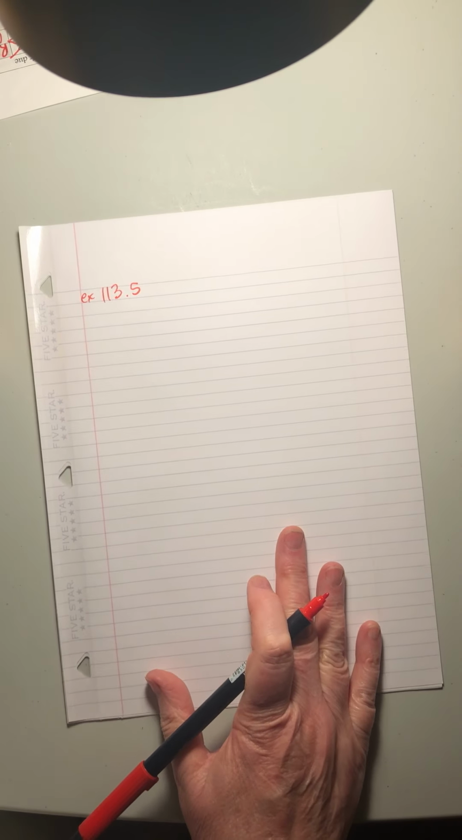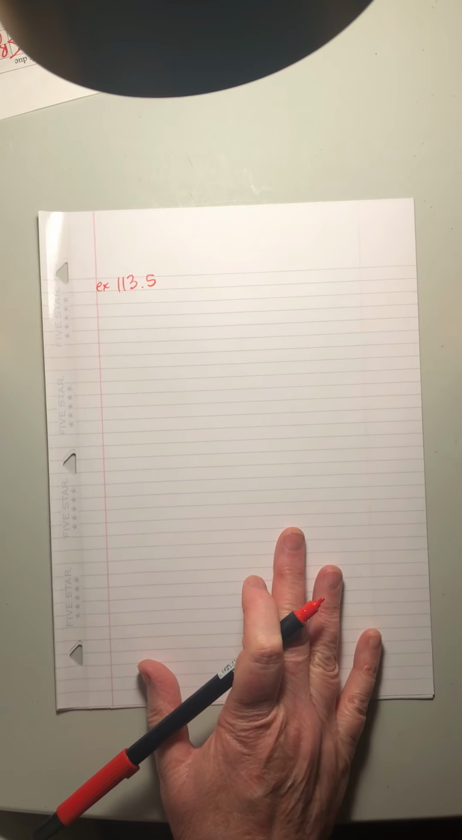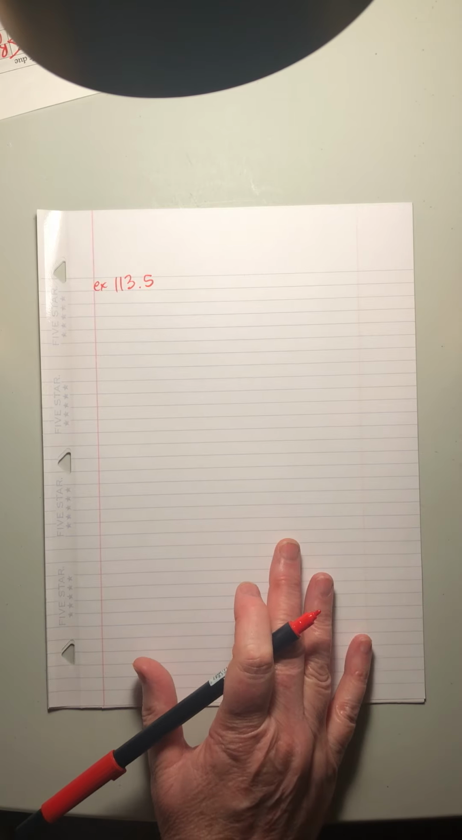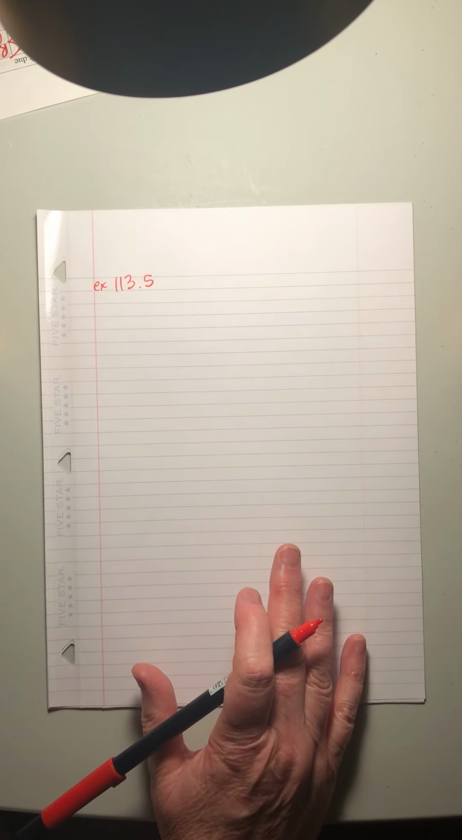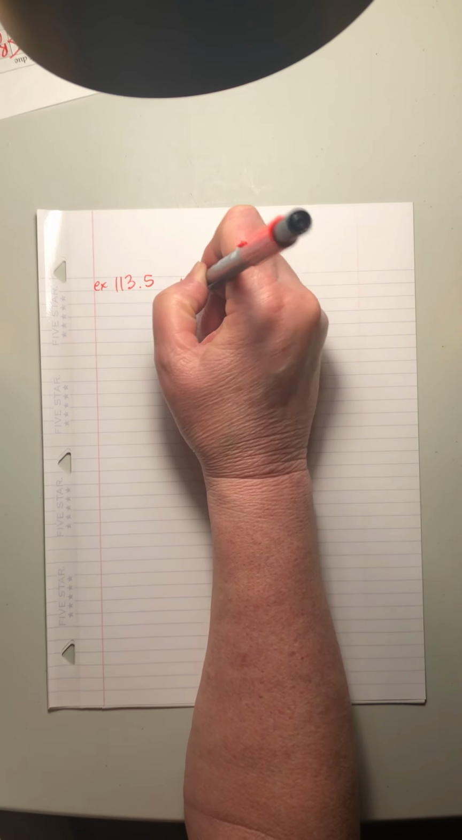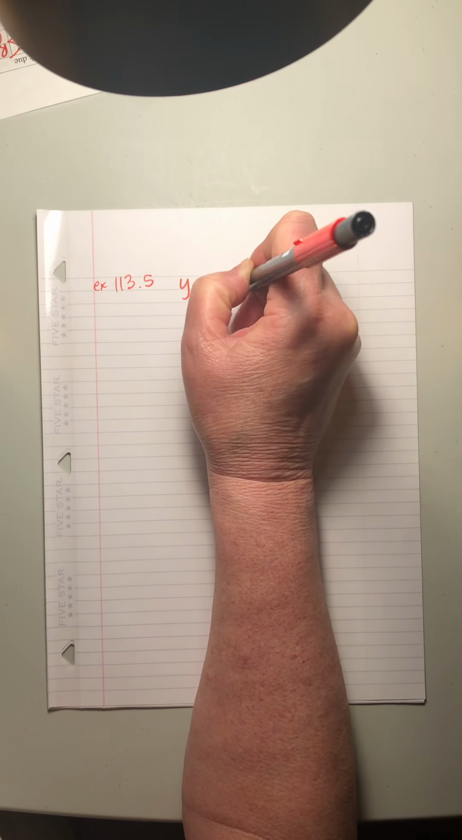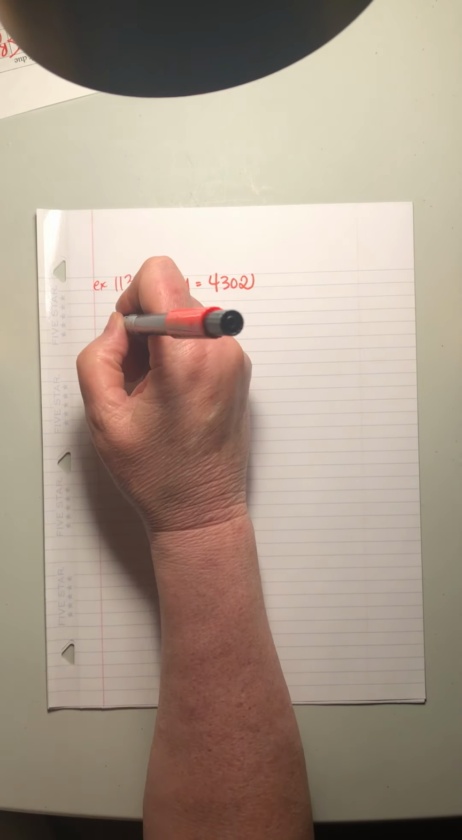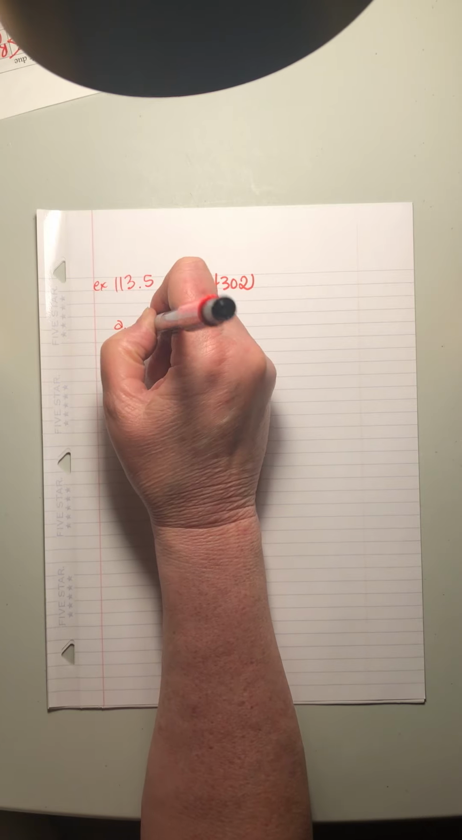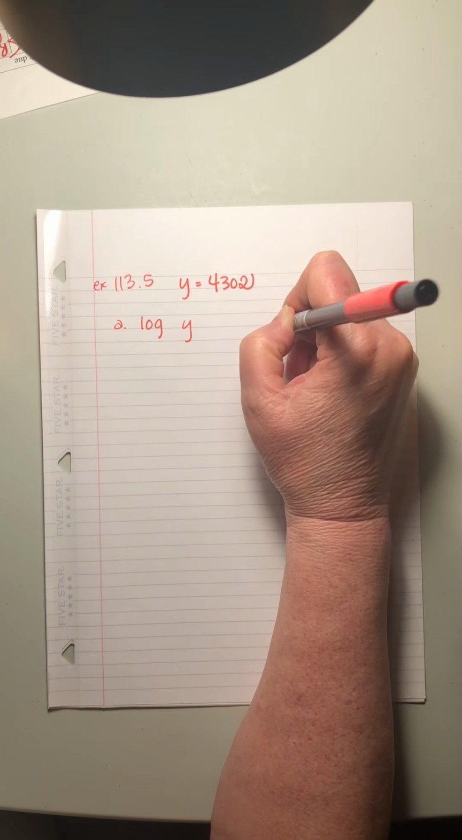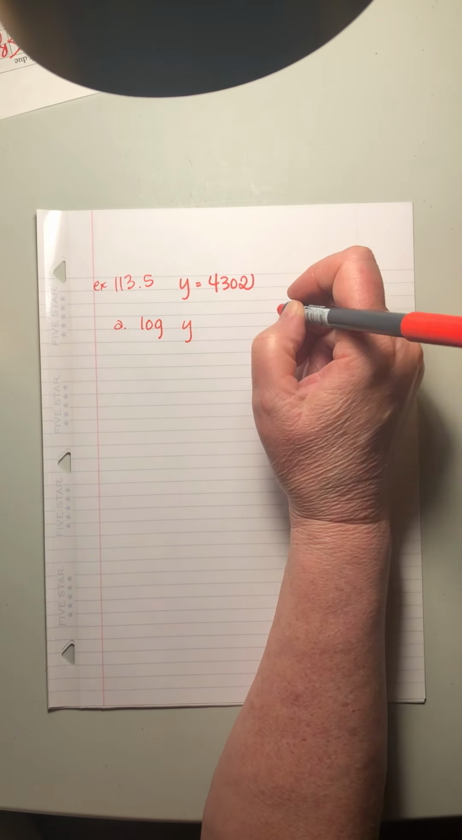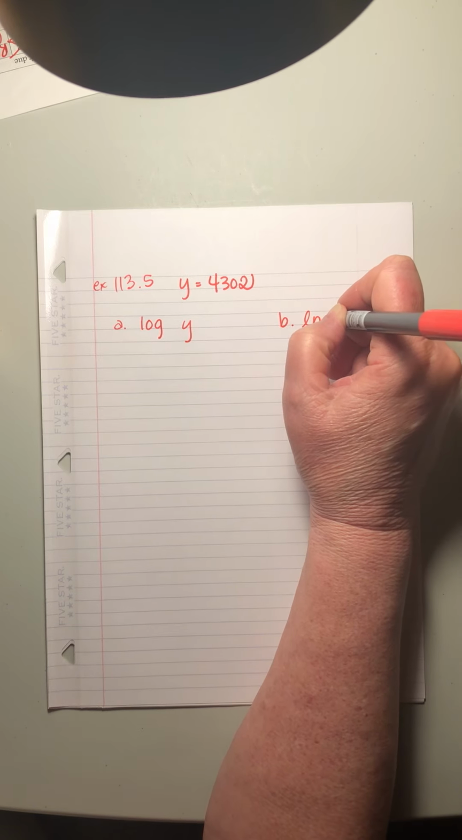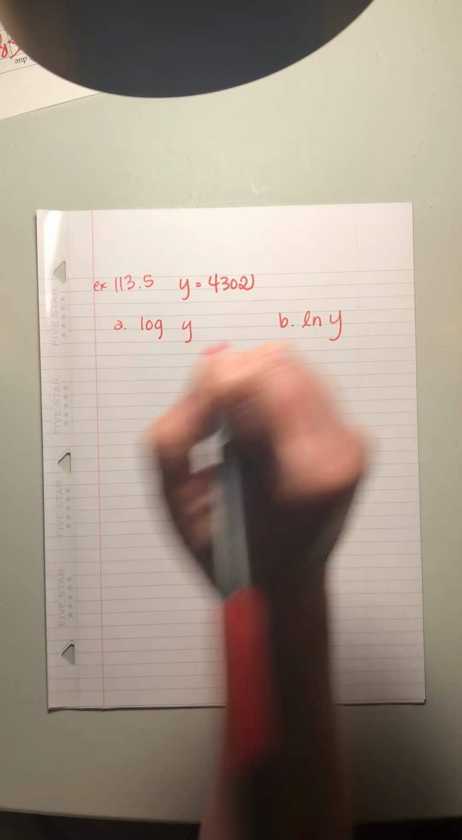3.5. I'm going out the top of the chimney there, aren't I? Okay, last one. If y equals 4,302, find A, log of y, and B, the natural log of y. Okay, this looks weird too, doesn't it? That doesn't look like anything we've seen before.